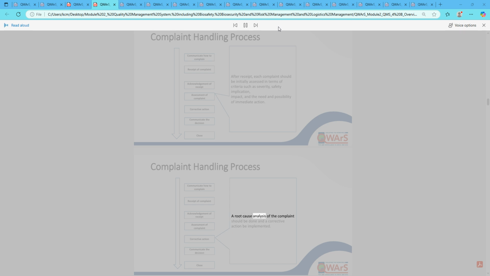A root cause analysis of the complaint should be done and a corrective action should be implemented.